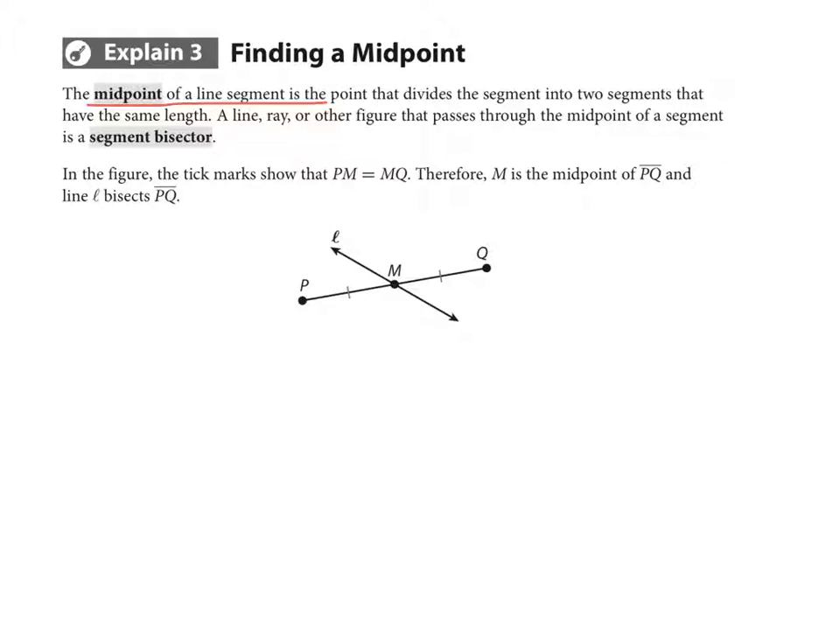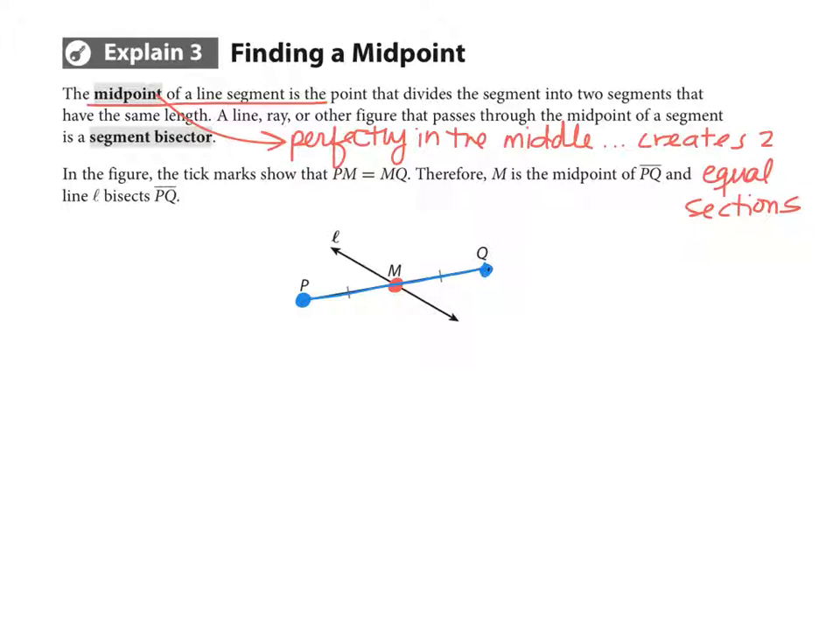So in this example, M is the midpoint of the segment PQ. If we look at PQ as the entire segment, M is in the middle. And it doesn't just mean anywhere in the middle, it means perfectly in the middle, so it divides PQ into two equal sections. Another word for that is to bisect. So M is the midpoint, but the midpoint itself bisects, or cuts in half, that segment.